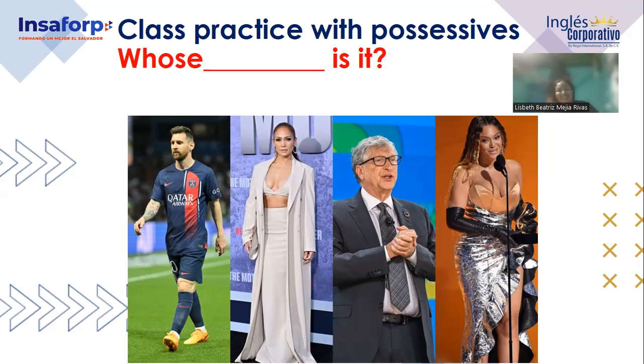Sorry, se fue la señal. Betsy. Okay, the question is for Betsy. Whose dress is it? Okay, whose dress is it? J-Lo? Is that a dress? El nombre del artista no me lo puedo muy bien. Beyoncé. Es ella. Beyoncé. Entonces, ¿cómo contestaríamos, Betsy? Beyoncé's. Con el apóstrofe y la S. Beyoncé's.